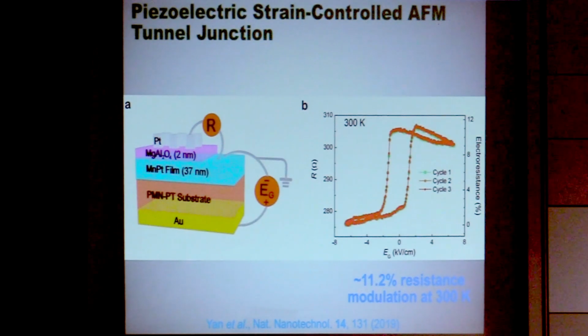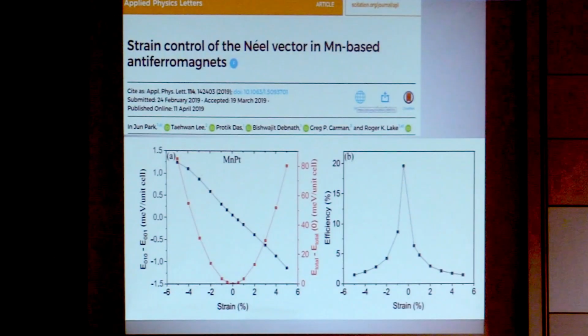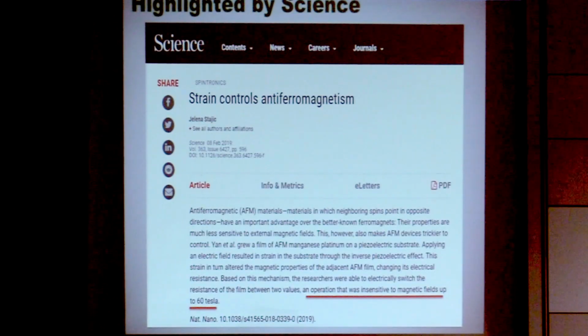This is actually a very large value for this antiferromagnetic piezoelectric tunnel junction. Because for the previous antiferromagnetic tunnel junctions, typically at room temperature, this change ratio is very small. So this work, again this year, was selected as a research highlight by Science, saying that now we can use strain to control the antiferromagnetism, and that operation is insensitive to magnetic fields up to 6 Tesla. Of course, if we think about all this, this idea is not really new.